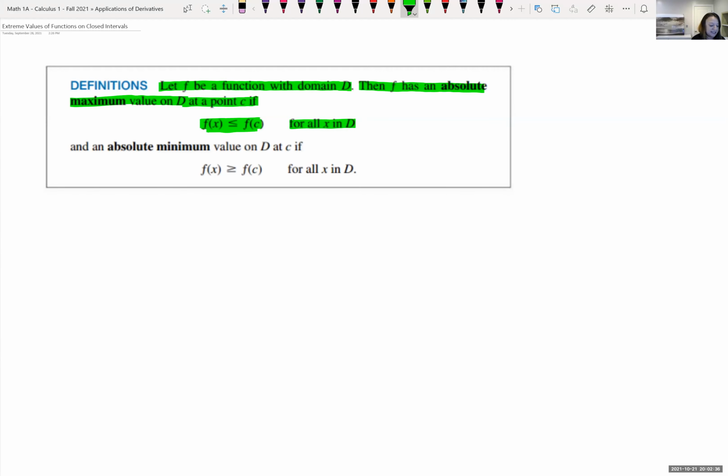We can say that it has an absolute minimum value on D at c if f of x is bigger than or equal to f of c. So that y value at f of c in this case would be the smallest y value we would get back if we plugged in every value of x in that domain.